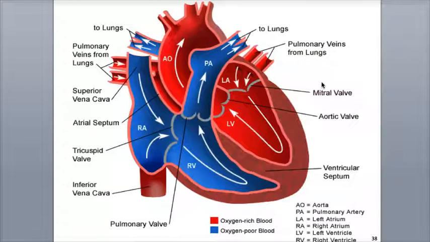It's important to remember that not all arteries carry oxygenated blood, like the pulmonary arteries, and not all veins carry deoxygenated blood, like the pulmonary veins. All arteries carry blood, either oxygenated or deoxygenated, away from the heart, like the pulmonary arteries are carrying blood away from the heart to the right and left lungs. All the veins carry blood, either oxygenated or deoxygenated, back to the heart, like the pulmonary veins are carrying oxygenated blood back to the heart's left atrium, returning from the lungs.